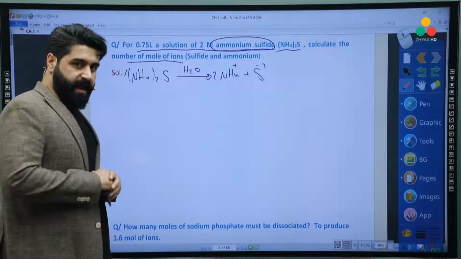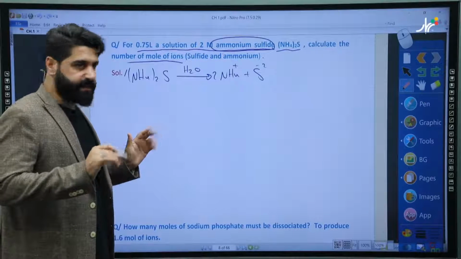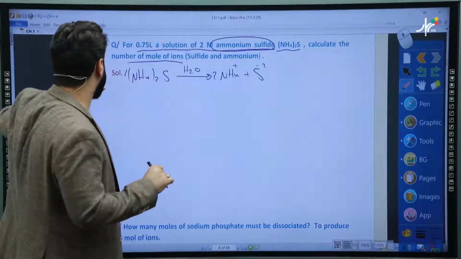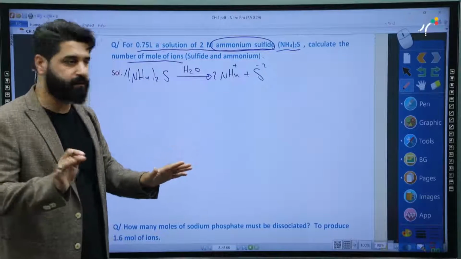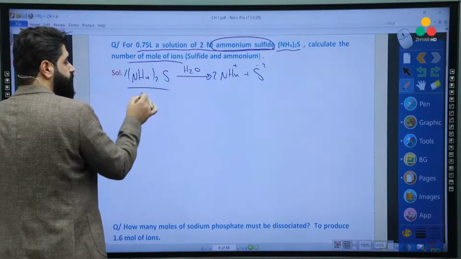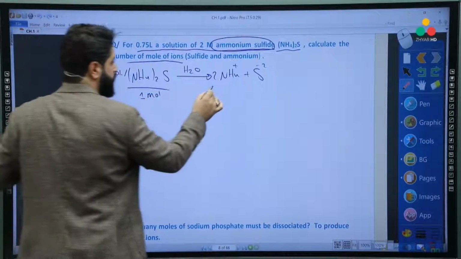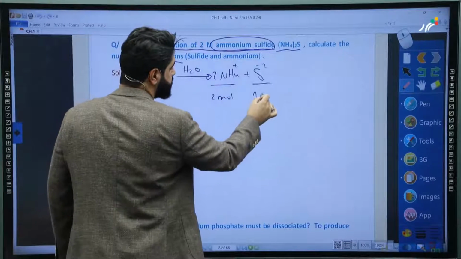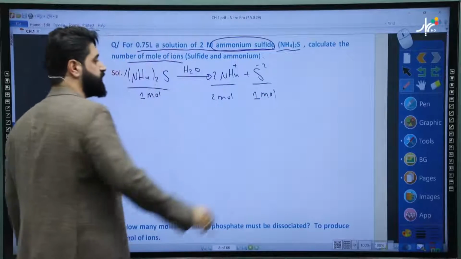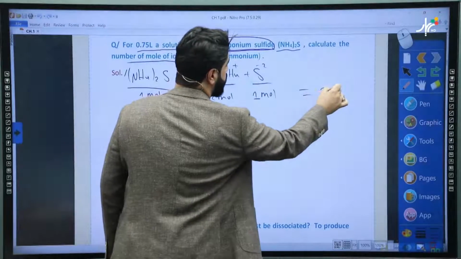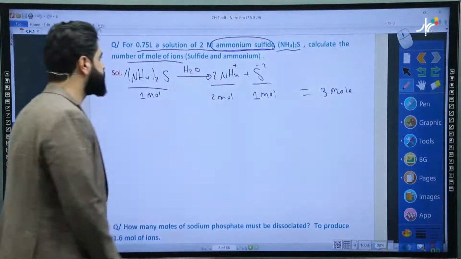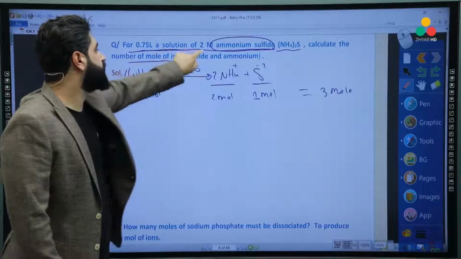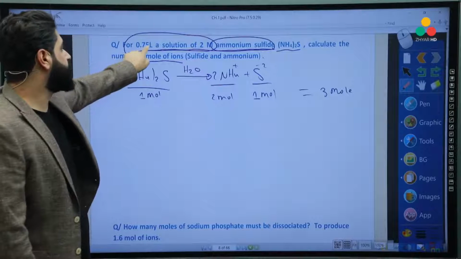Easy. Now make your calculation for 1 mole. Still, I didn't read the question; I'm just looking for a compound and writing the dissociation for 1 mole. 1 mole yields 2 moles of ammonium and 1 mole of sulfide. So the total will be 3 moles. But look, the known information must be in moles. Now we can see we have volume and molarity.